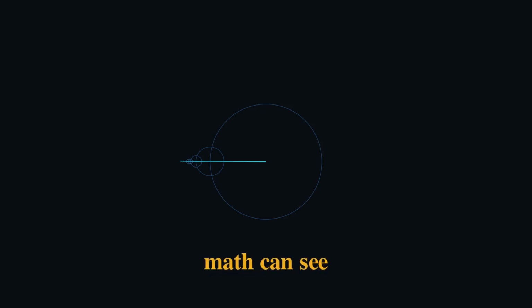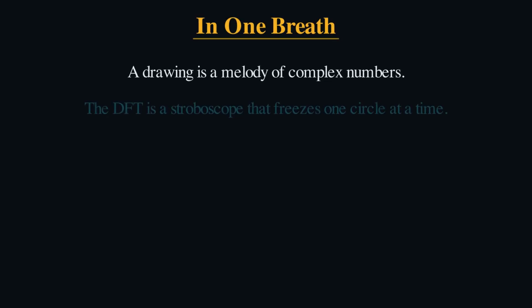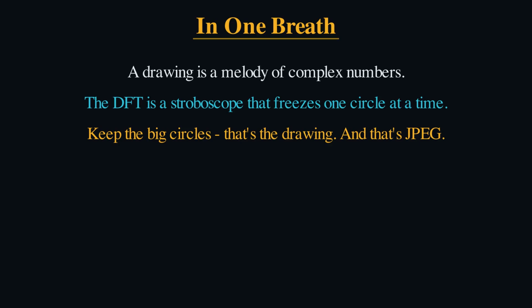One more loop of the clockwork. Every drawing you have ever made was always this, a chord of circles hiding in plain sight. Math can see. So, in one breath, a drawing is a melody of complex numbers. The Fourier transform is a stroboscope that freezes one circle at a time and reads it off. And keeping only the big circles is both the drawing and the compression that runs your phone. Build it yourself in the lab, and you will never see a drawing the same way again.